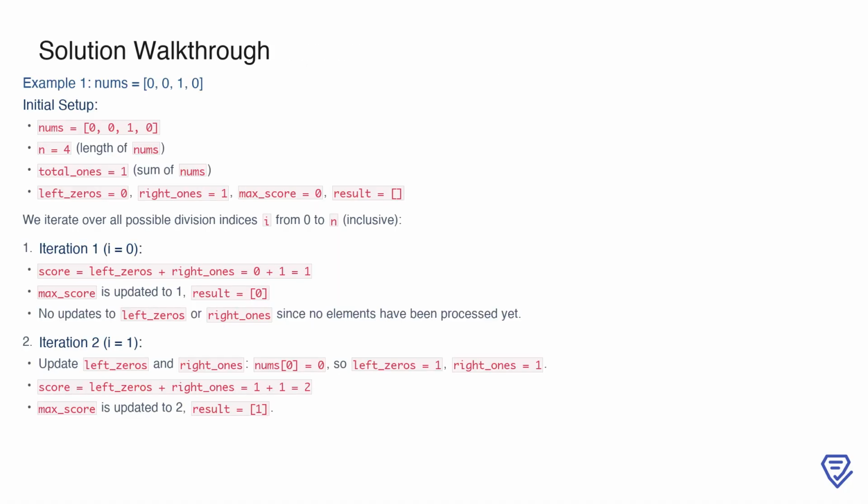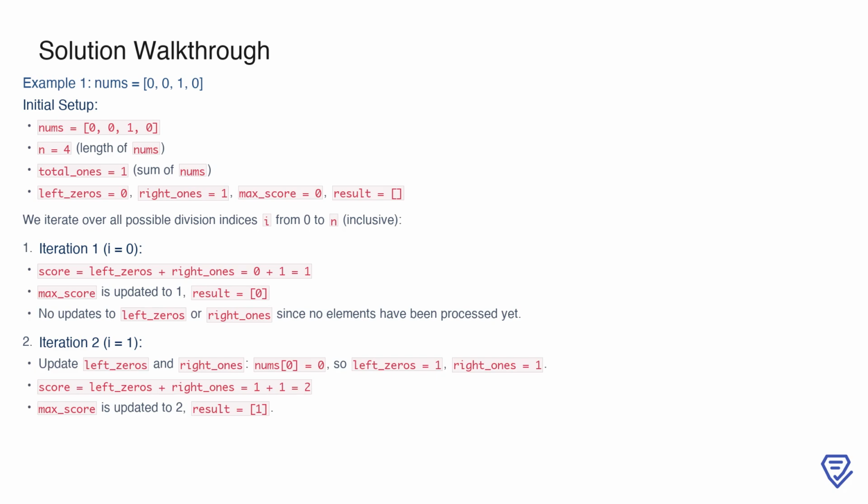Here we start with the example array nums equals [0, 0, 1, 0]. The length of the array, n, is 4, and the total number of ones in the array is 1. We initialize several variables: left_zeros is 0 to track the count of zeros on the left of the division, and right_ones is 1, which matches the total number of ones initially since no ones have been removed from the right side yet. We also set max_score to 0 and initialize an empty list result to store the indices that yield the highest score. As we iterate through possible division indices, the score is calculated as the sum of left_zeros and right_ones.